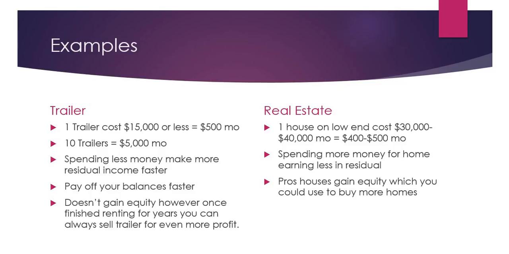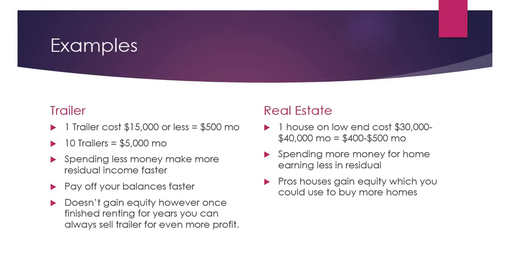For example, let's say you get a trailer and that trailer costs you $15,000 or less. So we're just going to say 15. Normally you're going to try to get a used trailer, but let's just say it costs 15,000 or less. And let's say you get about 500 a month off of that trailer. That is what you make. If you had 10 trailers, it would equal $5,000 a month. And that is residual income.